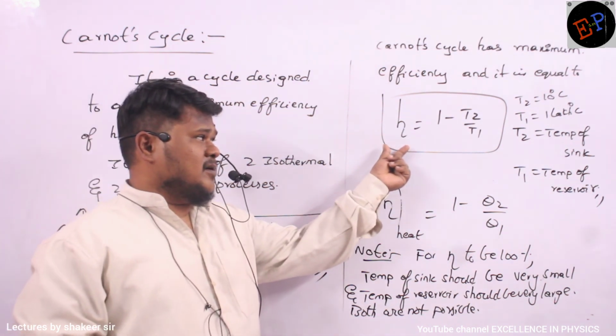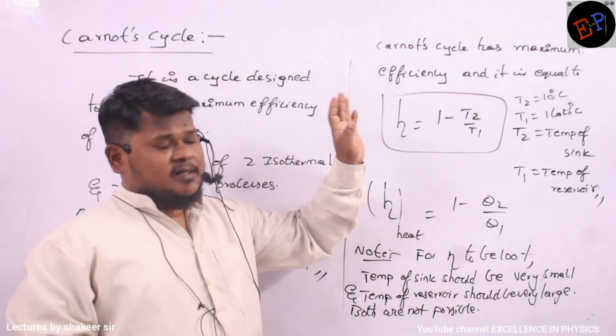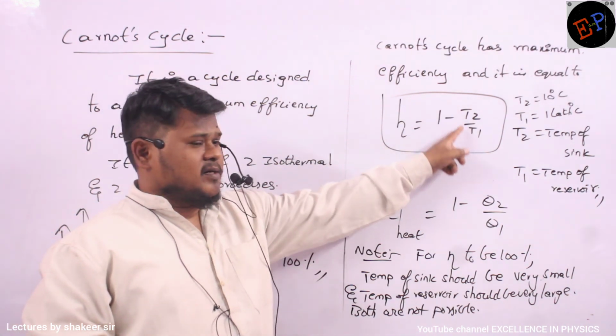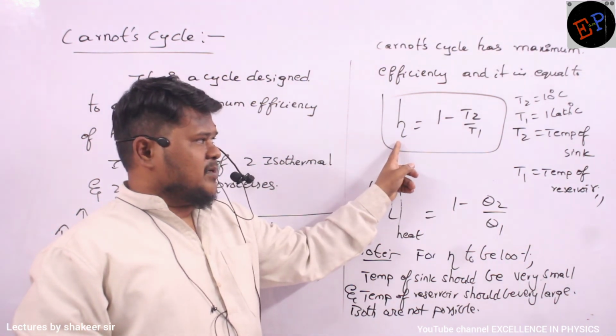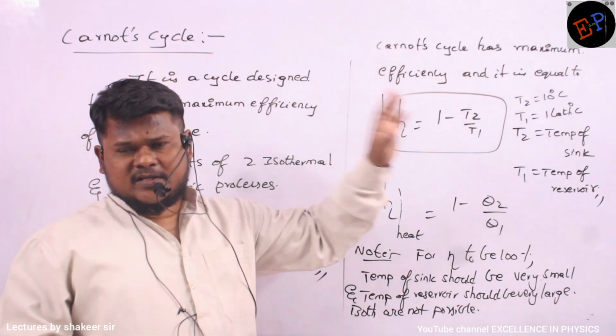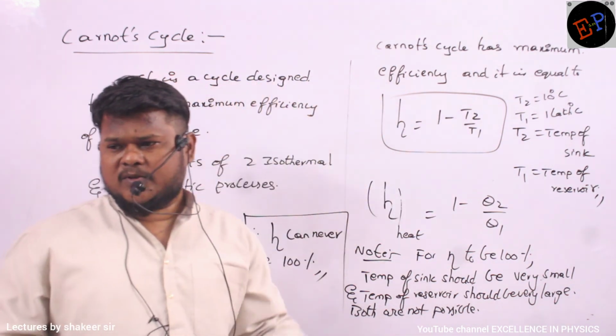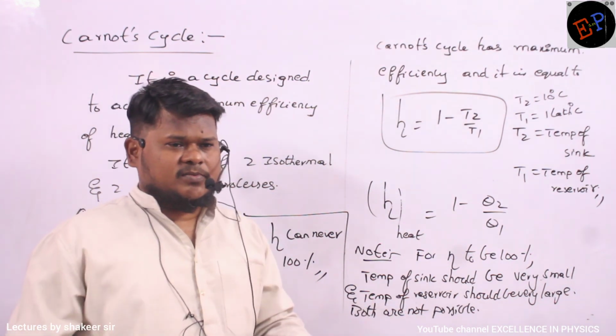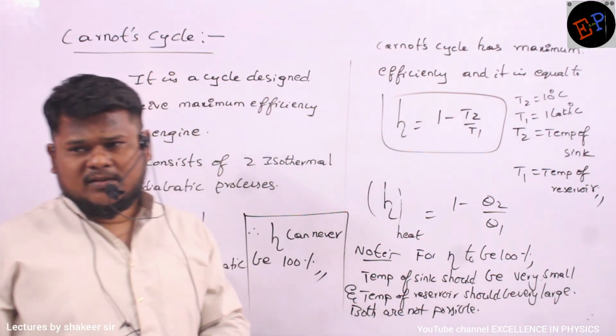Efficiency formula is 1 minus T2 by T1. And efficiency depends on these two factors, no? And this will become maximum only if T2 is very small and T1 is very large. Then only efficiency will become maximum. Both are not possible. Least temperature is not possible. Highest temperature also not possible.